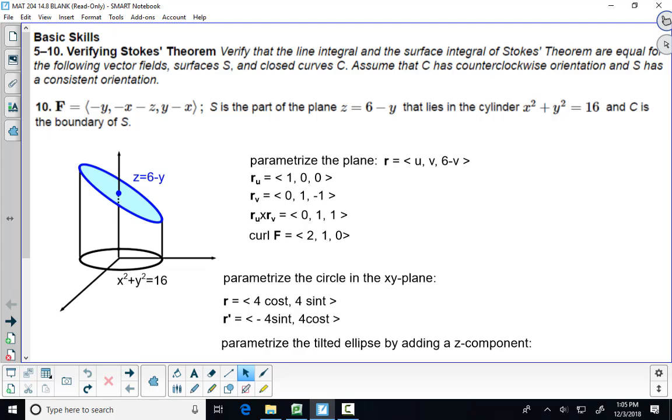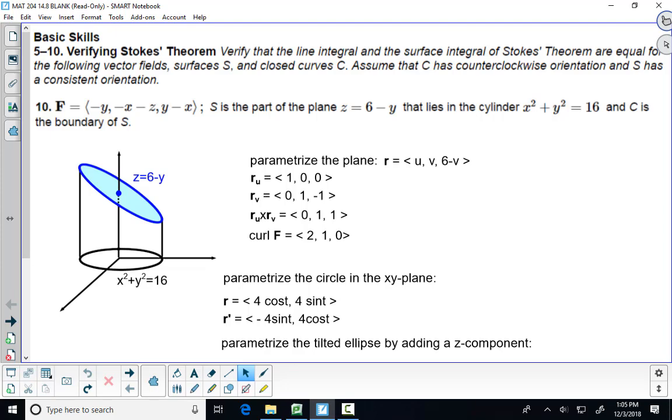So our disk down in the xy plane is x squared plus y squared equals 16. All right. So parameterize the plane. We need to get a normal vector for the plane. Two ways to do it. We've seen that with planes, we could put it in the traditional general form and look at the coefficients. Or we can use r_u cross r_v. It's not going to matter. Watch and see that we get the same thing.